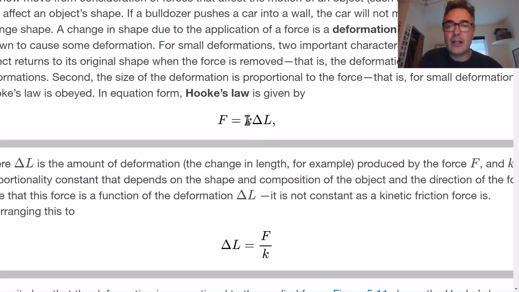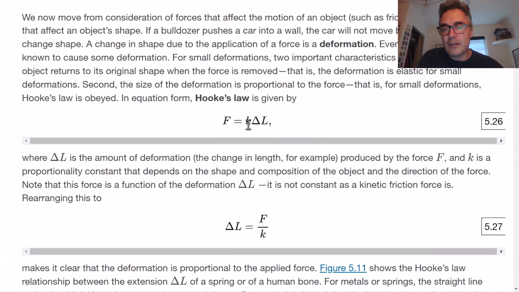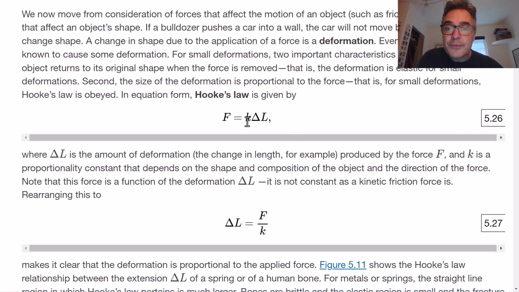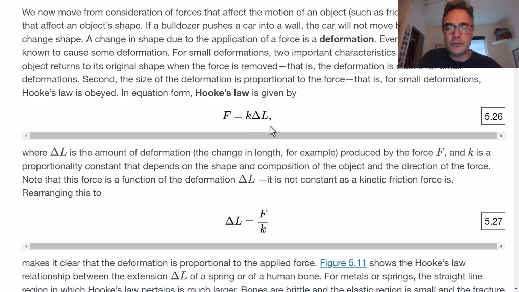F equals delta L multiplied by what they just call a proportionality constant. Now this one, unlike the coefficient of friction, has units. It has units of force per length, newtons per meter. So you multiply by a delta L in meters, and you get a force in newtons.